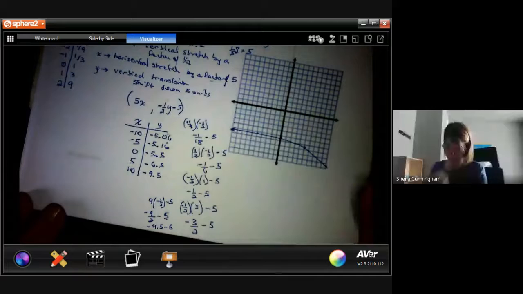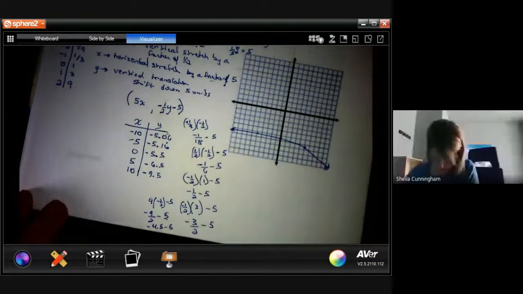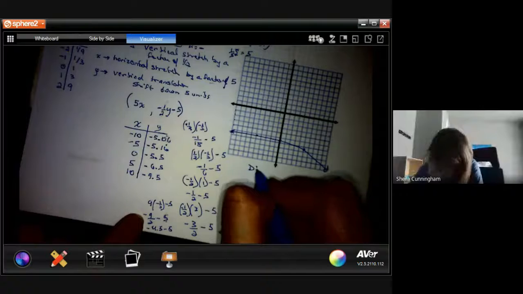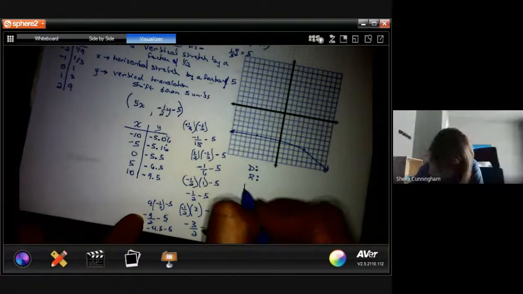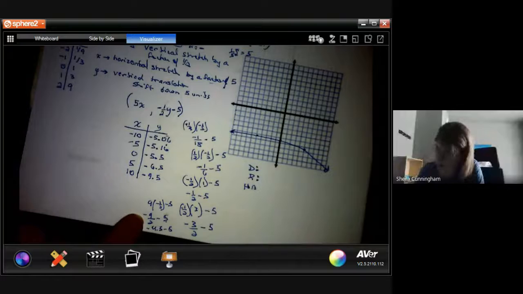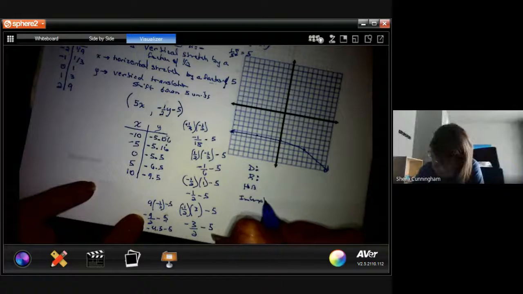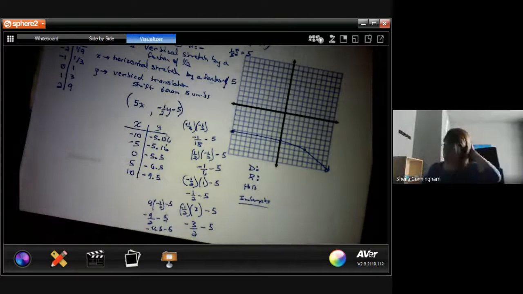So take note: you've got arrows on both ends that indicate that it's going to keep going on forever and ever. Now, we still have to determine our domain, our range, our horizontal asymptote, and then my intercepts. Questions so far before we do the rest of this, just to make sure you're all on the same page?